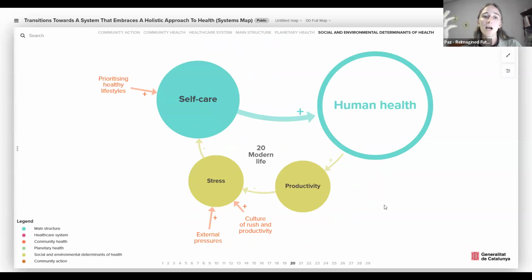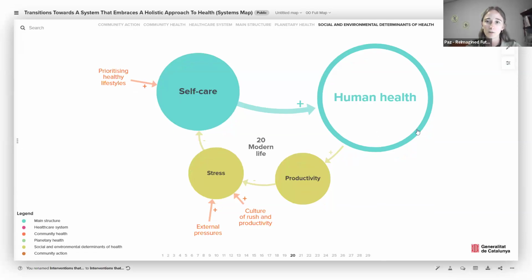And the resulting lack of space for personal well-being can lead to stress and hinder our health. And this, of course, decreases our productivity, increases our stress, and of course, we don't take care of ourselves.